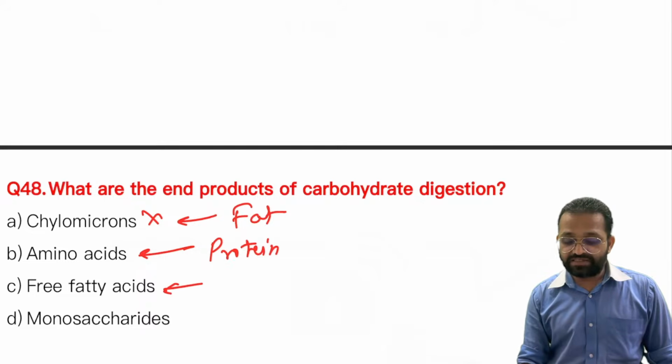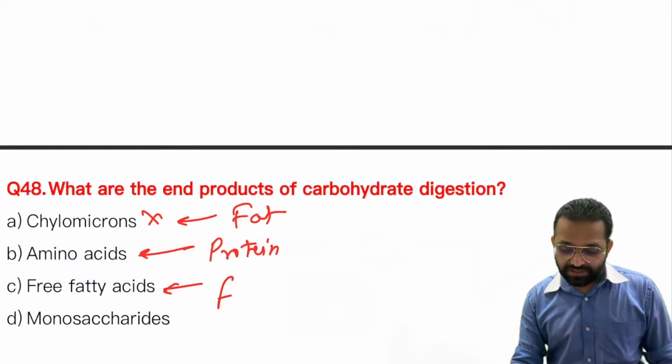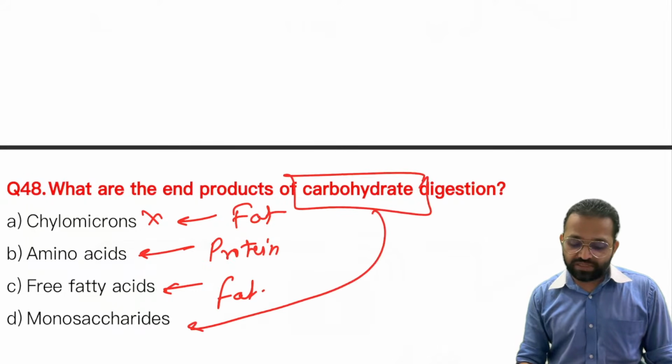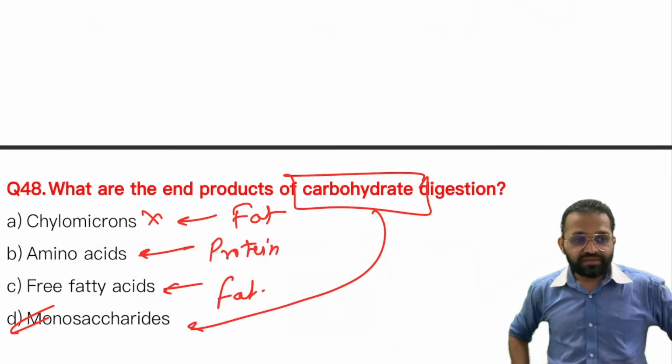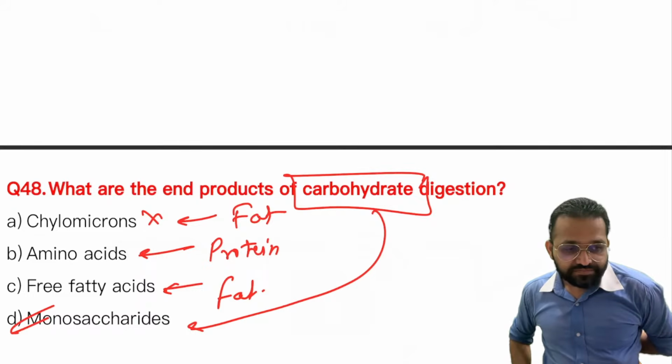Free fatty acid, again the chylomicron, they are making our fat part. So again you can say this is our fat. Monosaccharide, yes, carbohydrate is breaking down into monosaccharide. The answer is D. Answer is D. Okay, clear?